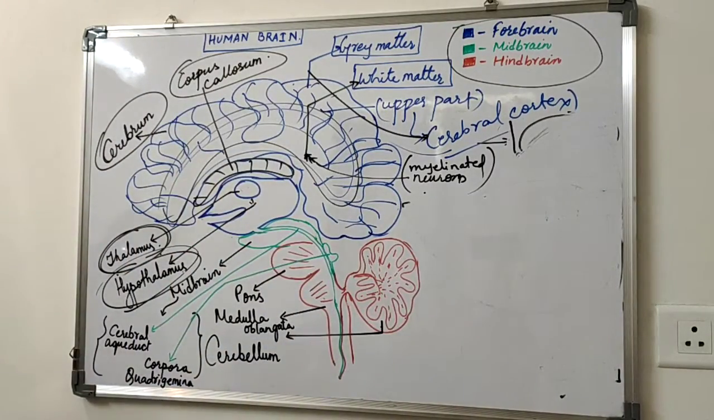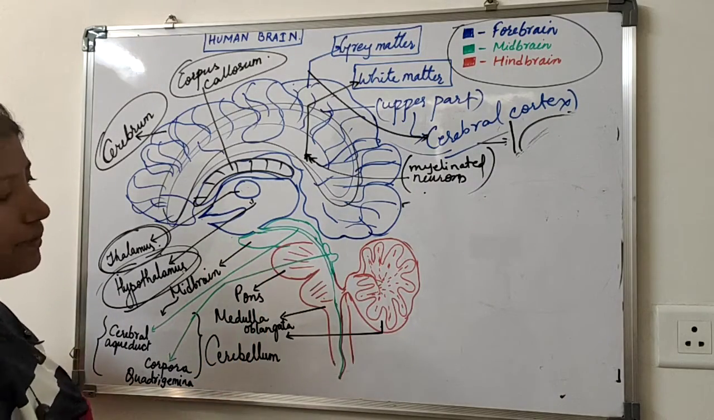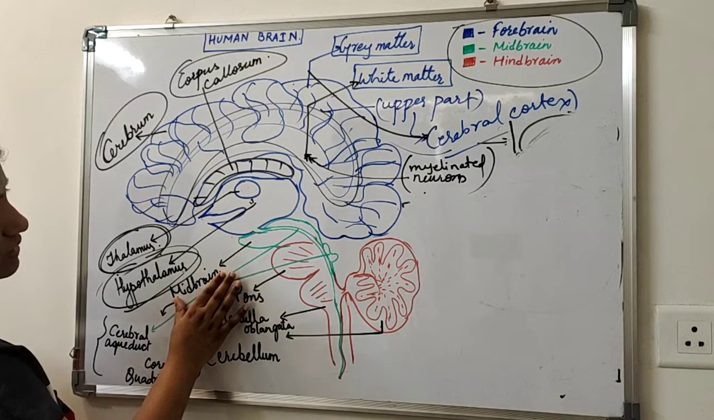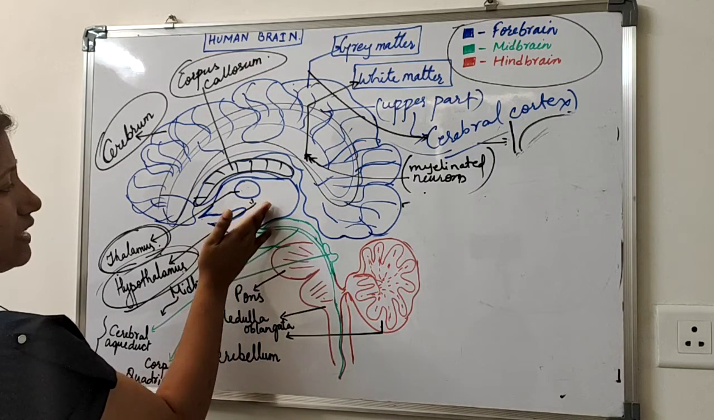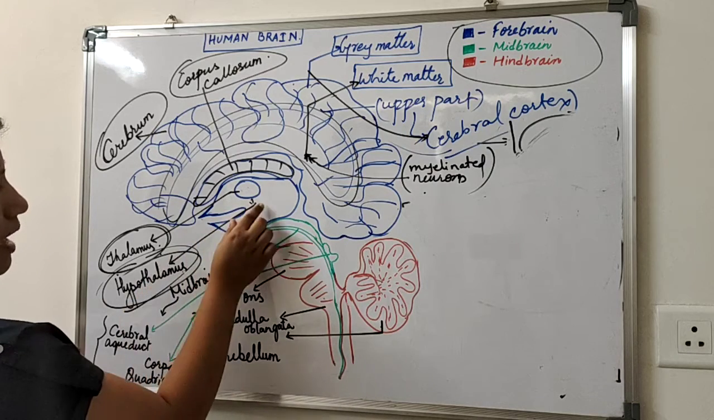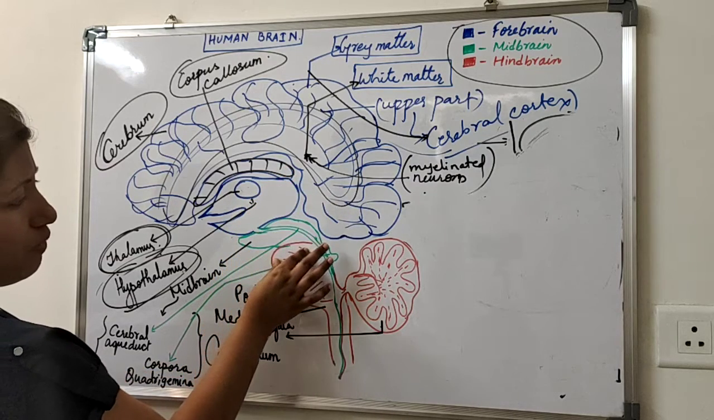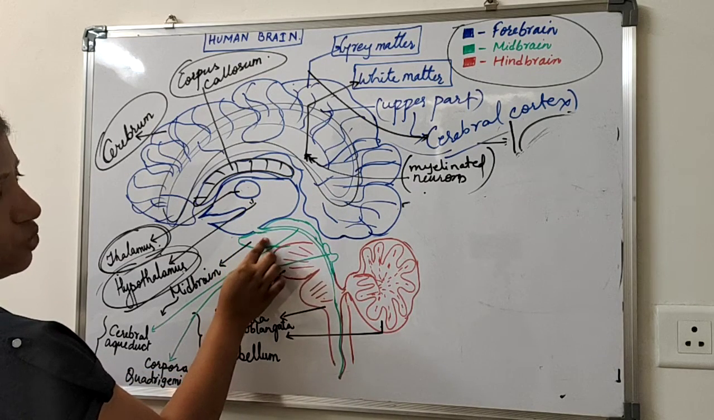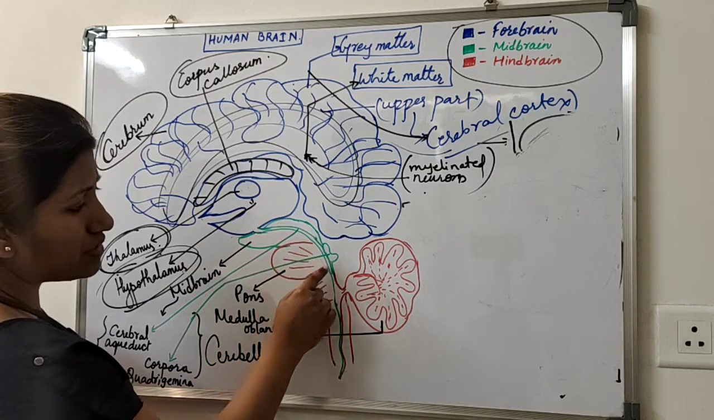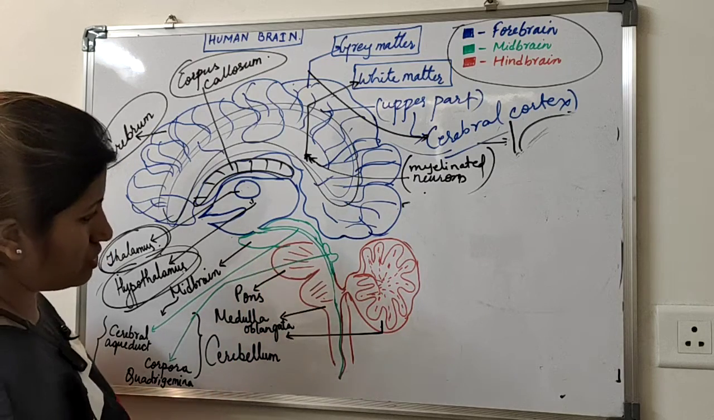Now coming to the midbrain. The green colored part which you see is the midbrain, which is located between the hypothalamus and pons. This part is the hypothalamus, so between the hypothalamus and pons, the midbrain is located. And through the middle portion of the midbrain, you can see there is a canal passing through it. There is a canal, this passage.